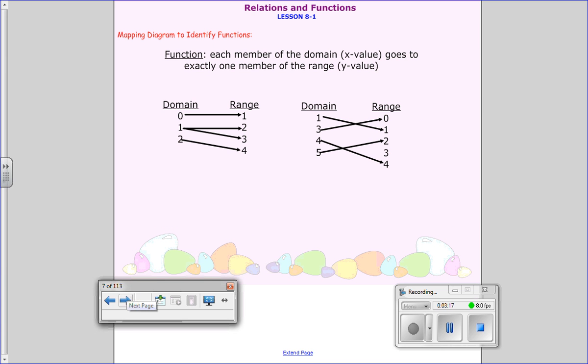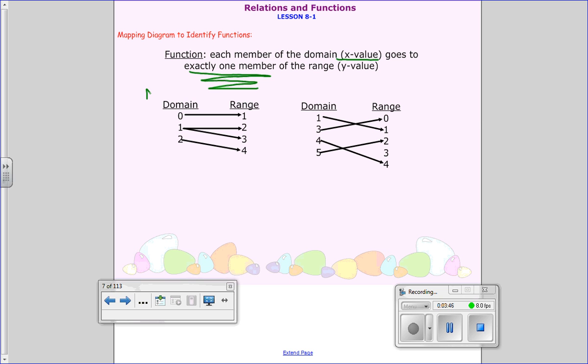Now we're going to talk about functions. When we have a function, we're talking about relations. Now, a relation is considered a function if each member of the domain, or the x value, goes to exactly one member. That's what's important, meaning that every x value only goes to one y. All right, and today I'm going to show you with this example here. This is called mapping it, when you write all the domain down and then all the range right below it.